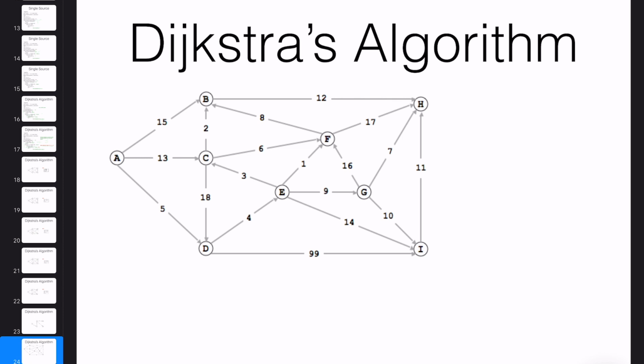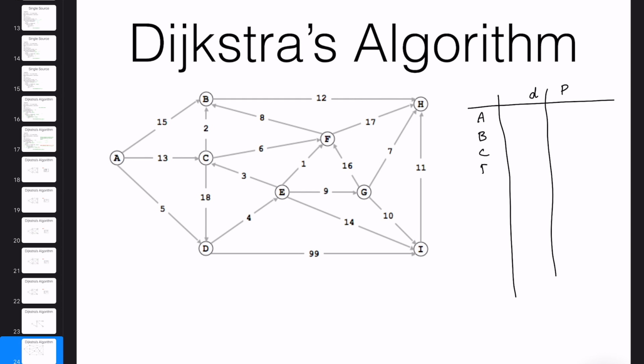Okay, so let's run the Dijkstra algorithm over this directed graph with all the weights which are positive, starting from the node A. So I'm going to just keep track of those arrays for D, the distance, and also the parent. And these are the nodes A, B, C, D, E, F, G, H, and I.